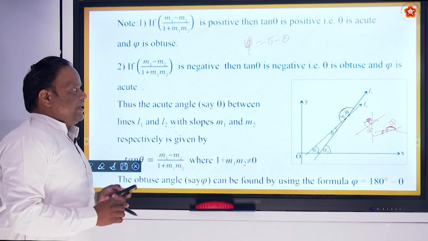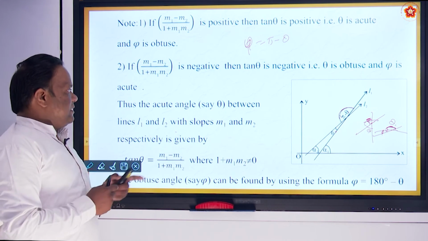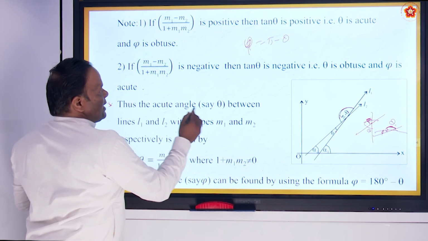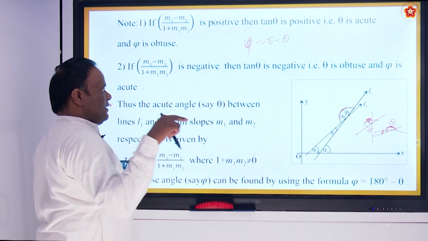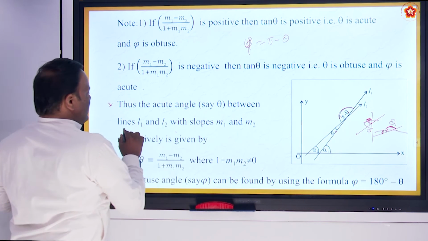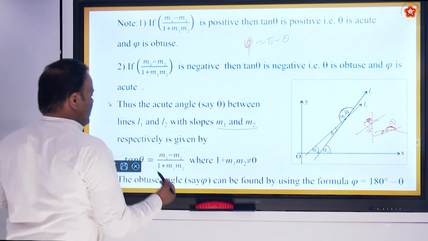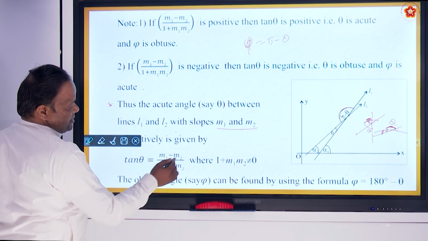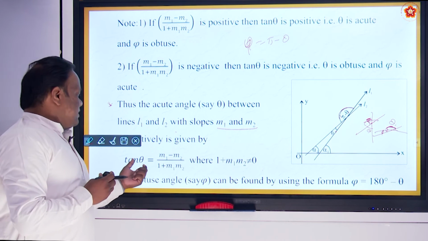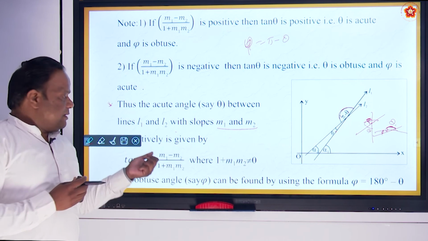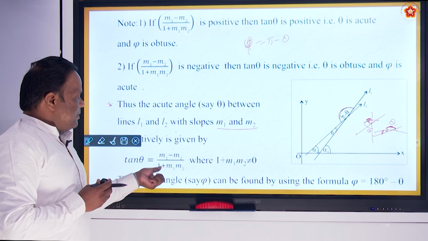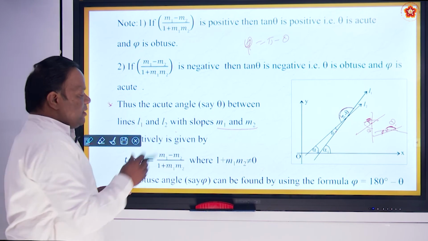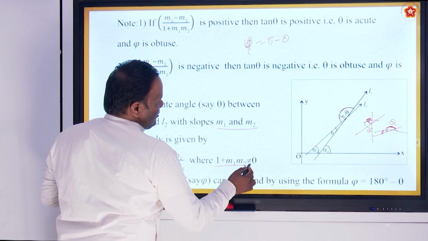Thus, the small angle means the acute angle, say theta. There are two formulas: the acute angle say theta, and the obtuse angle say phi. The acute angle theta between the lines L1 and L2 with slopes m1 and m2 respectively is given by the formula tan theta is equal to (m1 minus m2) divided by (1 plus m1 m2). This is the acute angle between the two lines whose slopes are m1 and m2. One condition here is that 1 plus m1 m2 is not equal to 0.